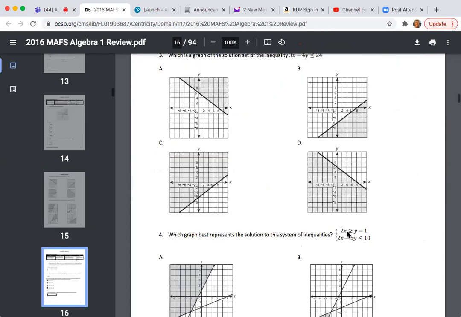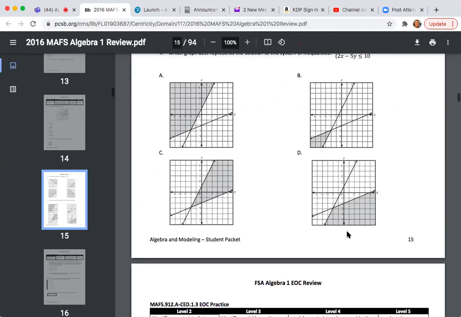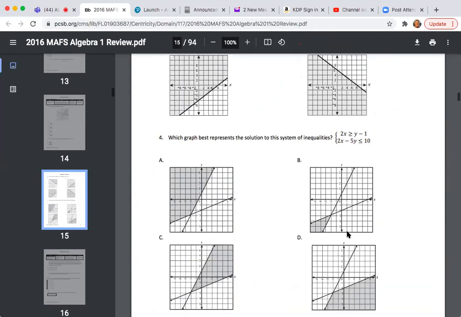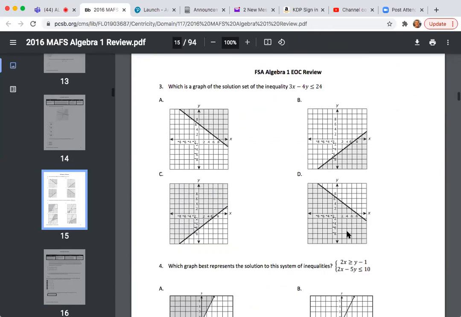Okay, guys. So look at, hold on a second, guys. This thing has a mind of its own. Okay, there we go.